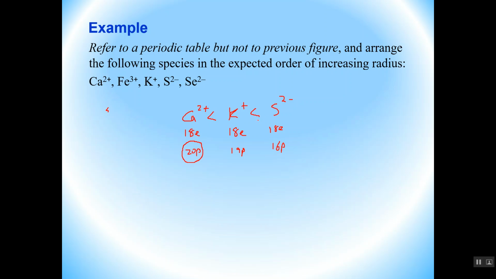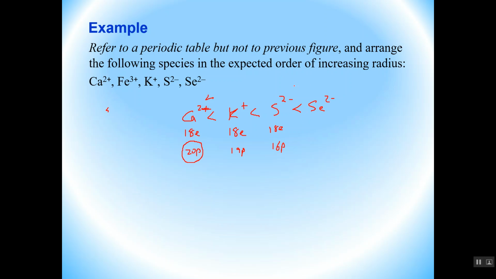So that leaves now, how do we deal with iron, Fe3+, and the selenide ion? So as far as I can see, the selenide ion would be below the sulfide ion in that group. So what that tells me is that the selenide ion is greater in size compared to the sulfide ion. So what I'll do is add this right here. Se2- would be greater in size, I'm sorry, compared to the sulfide ion. So that leaves the Fe3+.